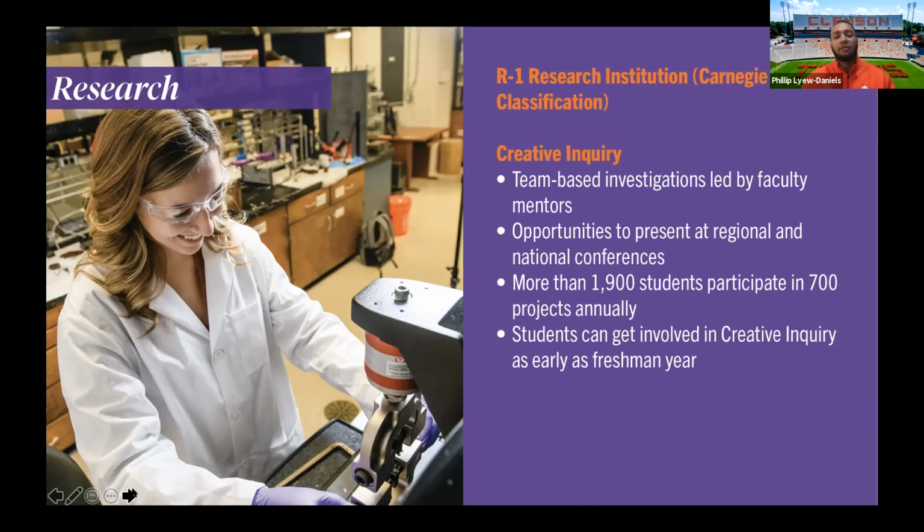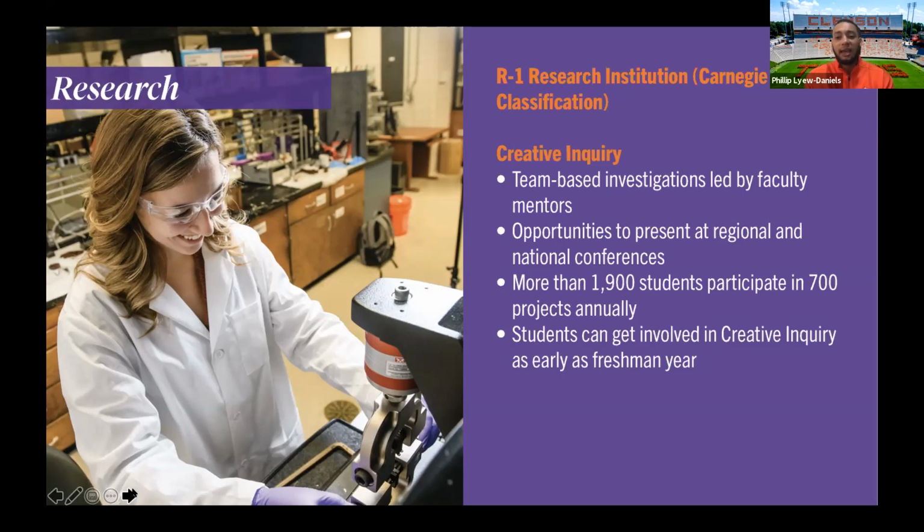Outside of that, we do have what's called a creative inquiry, which is a 1 credit hour research-based class. Here, it's not major specific. Let's say, for instance, you're a political science major, but you're super interested in studying something regarding plant life, just a random example that came to mind. You can sign up for that creative inquiry as long as, one, you have time in your schedule, and two, it's offered in that semester, and get involved in that research opportunity.